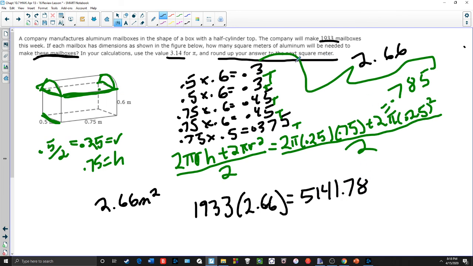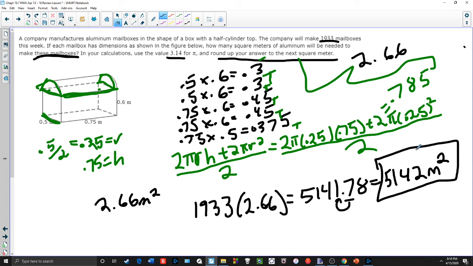5141.78. And it says round to the next square meter. So that means the nearest square meter. So that means I want to round this up to the nearest whole number, essentially, which means that this 7 would round the 1 up to a 2. So it'd be 5142 meters squared. That would be my final answer.